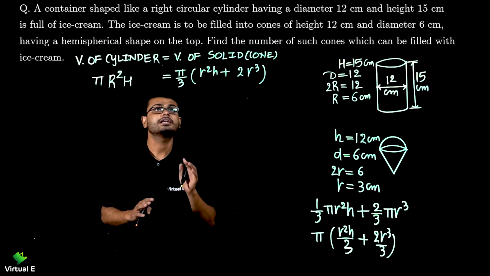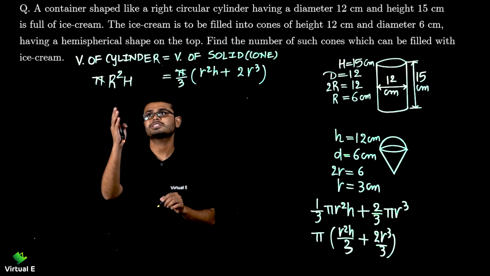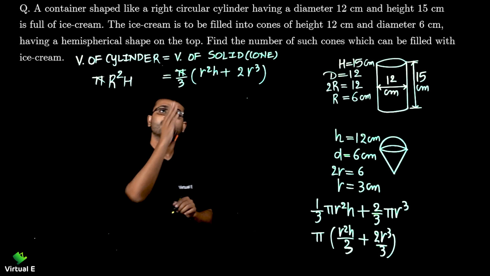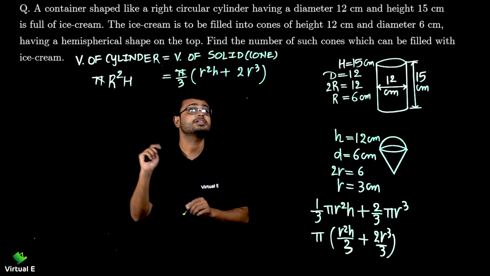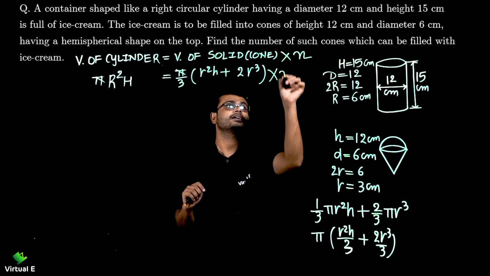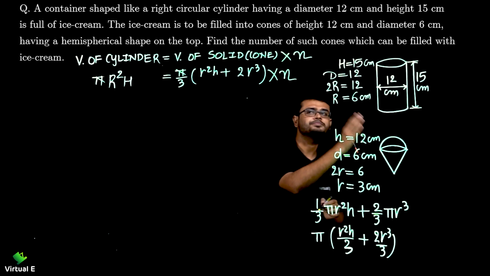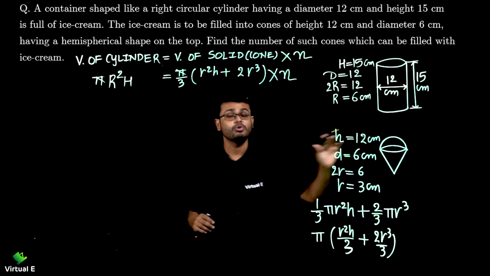Okay, now why did I do this? See, this pi and pi get cancelled. So what's left? R square h here only, 1 by 3. Okay, and one more thing, yes, we forgot. We need to multiply by n, right? At the right time we remember. We need to multiply by n because there will be so many of these cones.